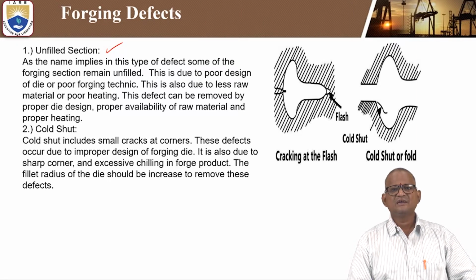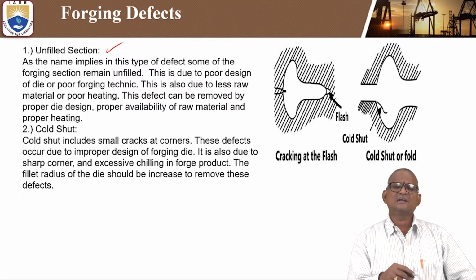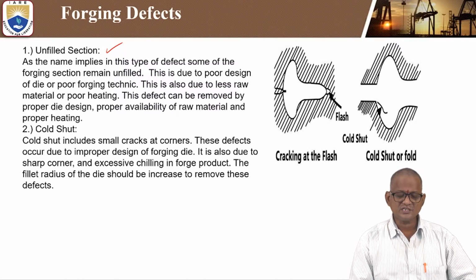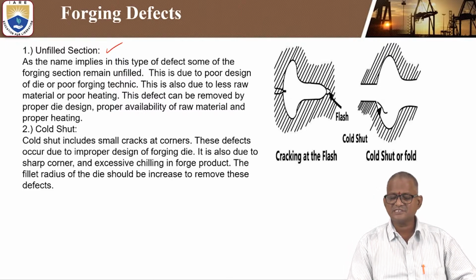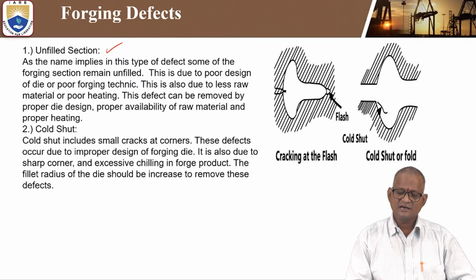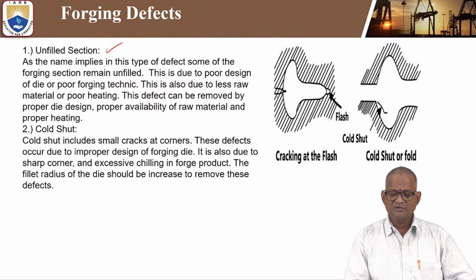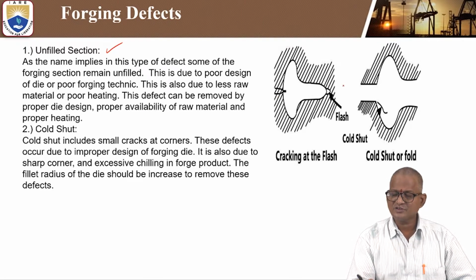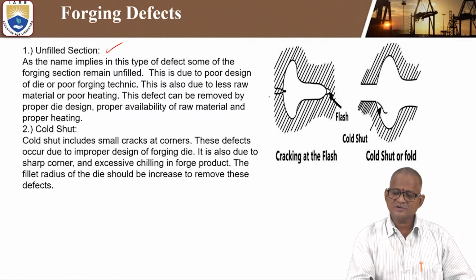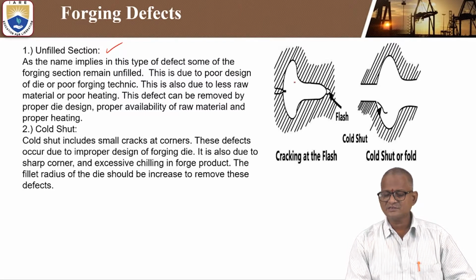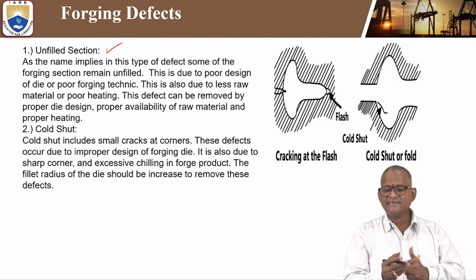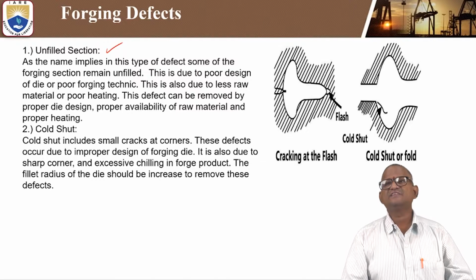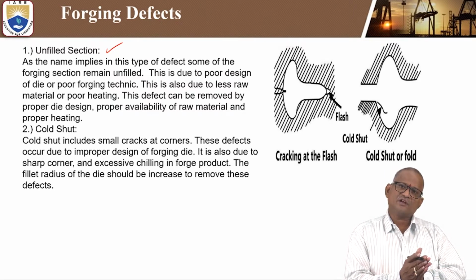So how does it occur, what are the causes, and how do we remedy this cold shut forging defect? Let us see it in this diagram. You can clearly see that there will be some improper defects at the sharp corners, some excess and projection. That is why it is called cold shut, for the folding and cracking at the flash. Whenever there is a break, some extra amount of raw material comes out.